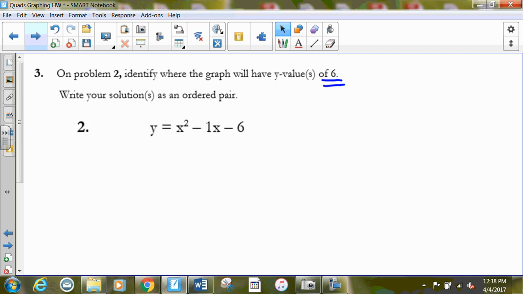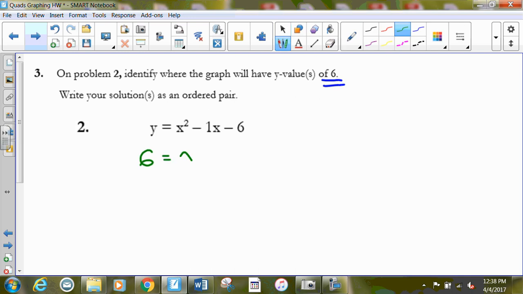It's saying, for what values of x will y be equal to 6? Or let's say it another way. If y is 6, what does that mean x has to be equal to? So we're going to find out. We're going to go ahead and plug 6 in for y, and we're going to solve for x. So we're looking at this, and we notice we can't use the square root method because there's both an x squared and an x. So that leaves us either our quadratic formula or factoring.